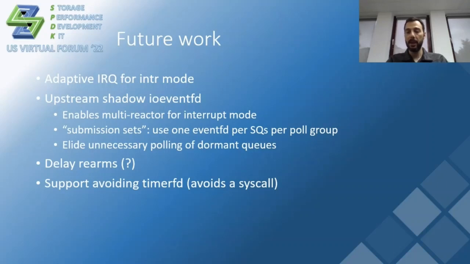Another area we looked at is to keep shadow doorbells enabled for as long as possible, which means rearming them just before we go to sleep. This led to lower performance, which is surprising, as in theory the longer shadow doorbells are enabled, the more we approach poll mode, which should achieve higher performance. We need to follow up on this.